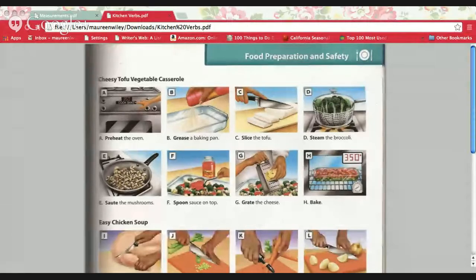Okay, how about letter D? Elcio, would you like to read letter D? Okay. Steam the broccoli. Okay, so if everyone knows what broccoli is, that's that green vegetable that children hate to eat, but I like to eat. And so what does it mean to steam the broccoli? Do you want to guess?